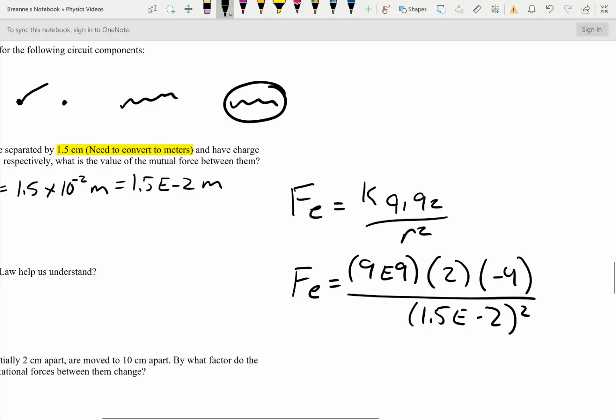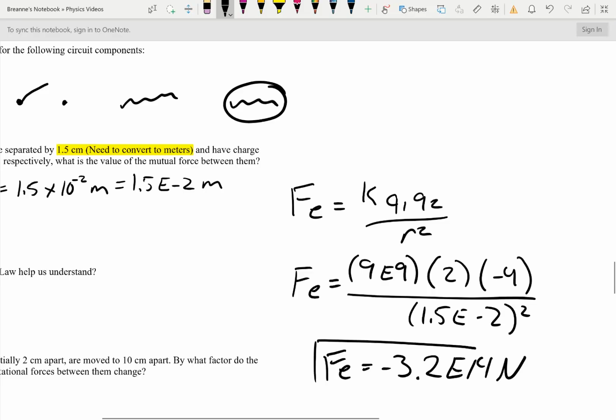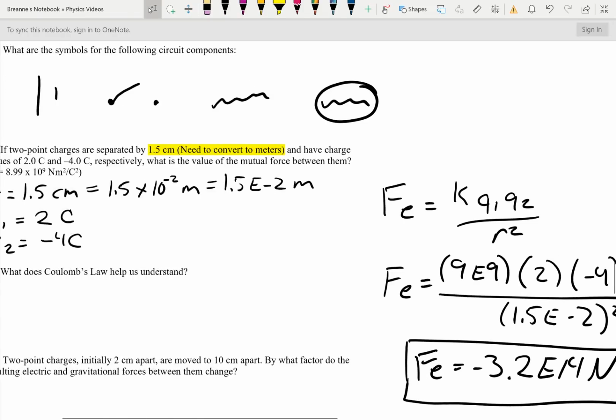When you plug into your calculator, please put the parentheses. E's are a whole lot better. You can get to the E and make sure it's a capital E, not a lowercase e, by doing second comma. And you need to put that negative on the 4 too. Divided by E -2 squared. So your force ends up being -3.2 E to the 14th newtons. That ends up being your answer.